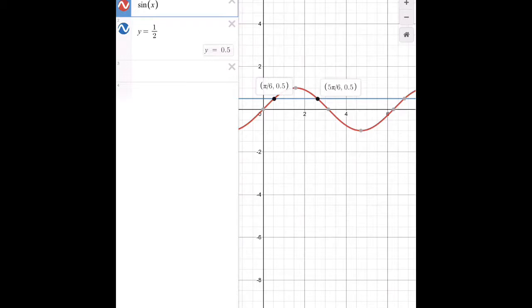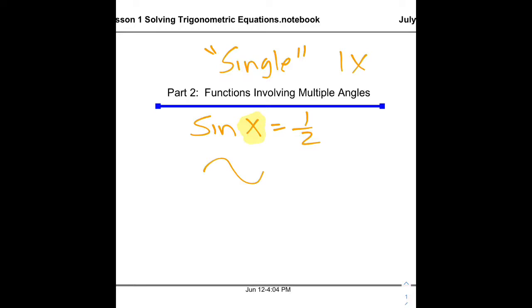If we wanted to talk about the general case, it would be pi over 6 plus 2 pi n, where n is a member of the integers, and 5 pi over 6 plus 2 pi n, where n is a member of the integers, to talk about all of them.